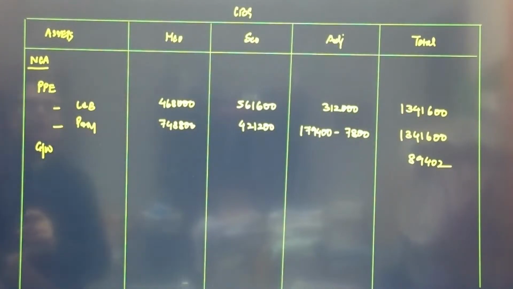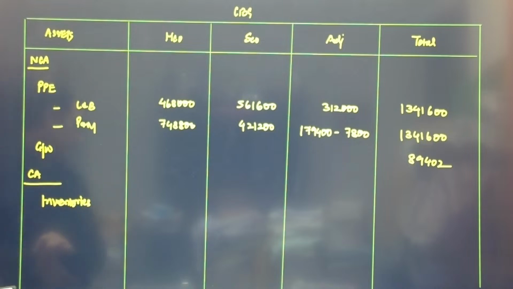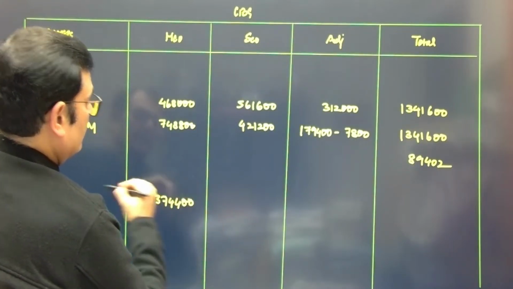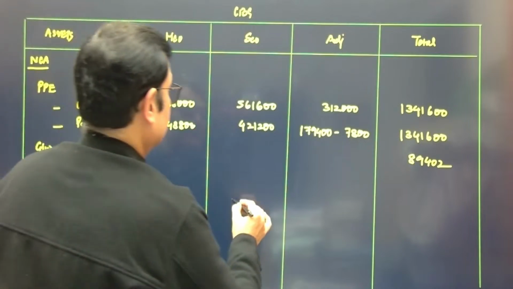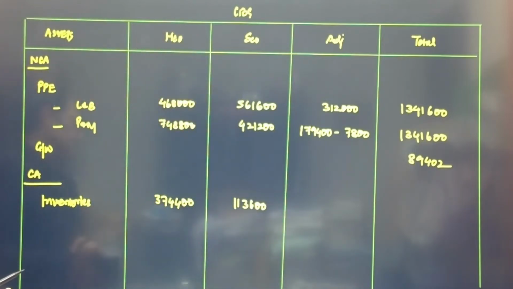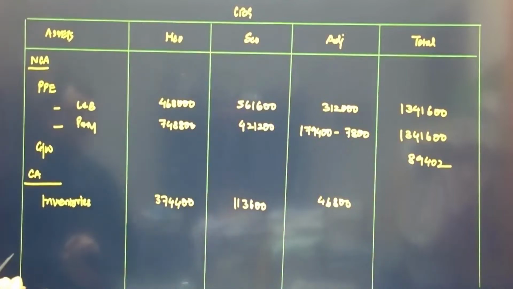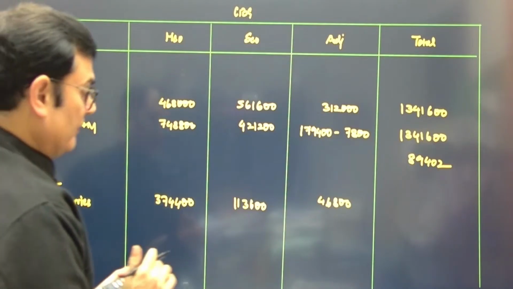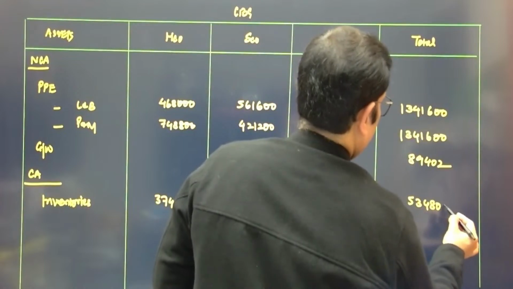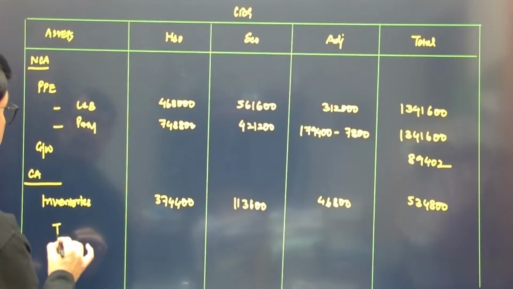Then next, this is on the non-current assets. Let's go with the current assets now. So we've got inventories. For the inventories, the parent is 374,400. Subsidiary is supposed to be 113,600. And I think there was a fair value adjustment again. What was the fair value? 46,800. Okay, so no stock reserves. Otherwise, we could have taken the stock reserve impact as well. 534,800. Yes, sir. Great.